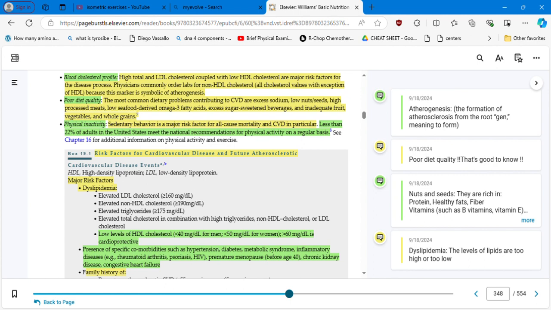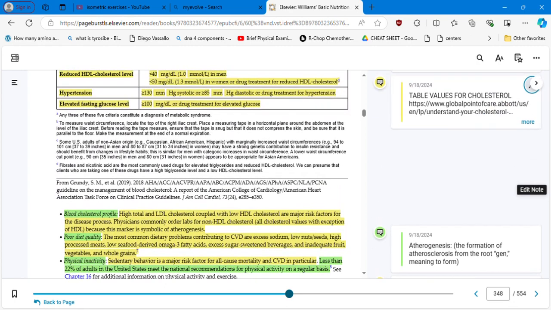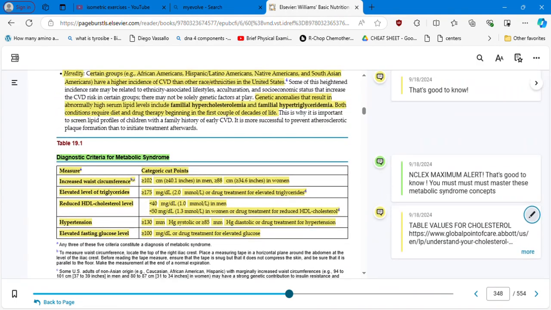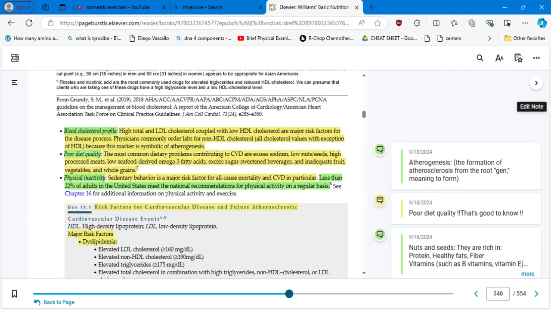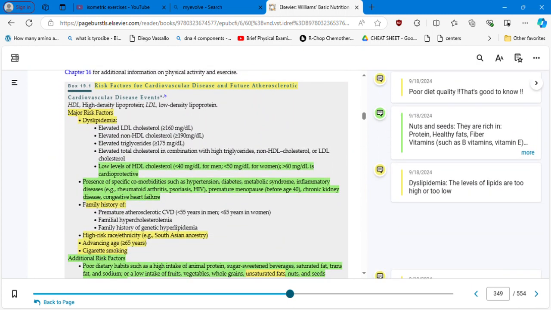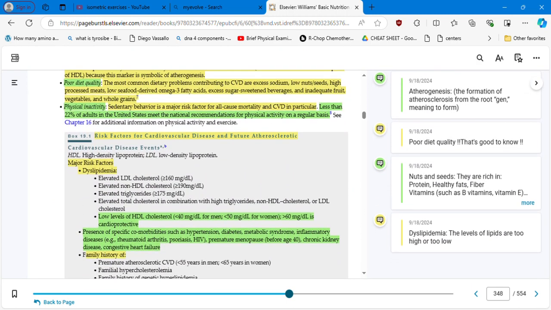Risk factors. And also I want to mention that you have to remember the poor diet quality. That's good to know, okay? It's very important. Okay, so now we are going to go to the risk factors for cardiovascular disease and future atherosclerotic events.